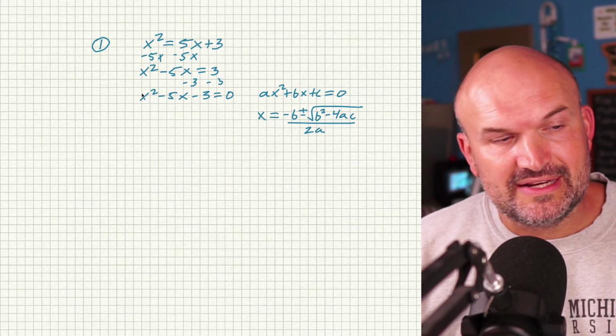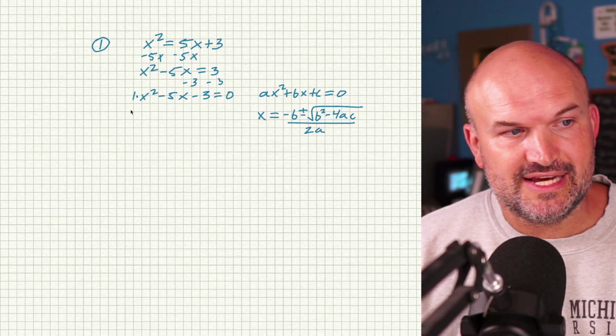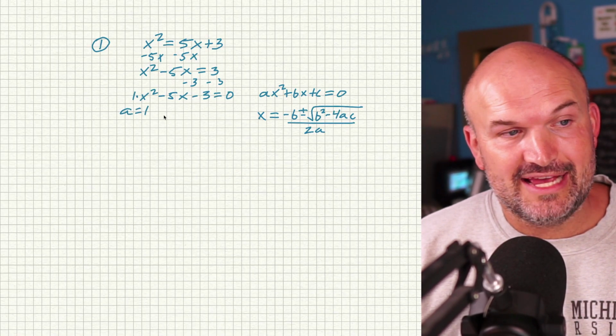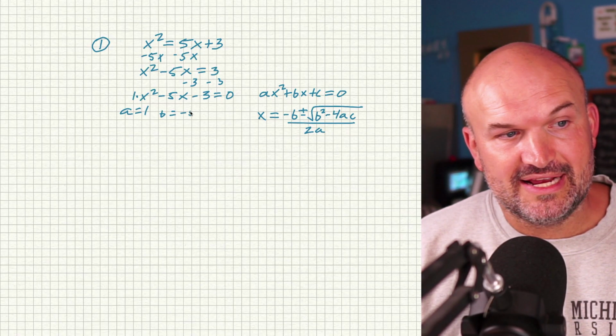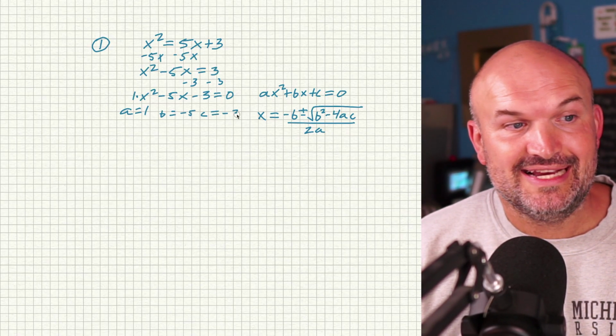Now, again, if you don't have a number as a coefficient, we can always assume that's going to be a 1. So in this case, a lot of times I like to list it. A equals 1, b equals negative 5, and there we go. And c is going to equal negative 3.